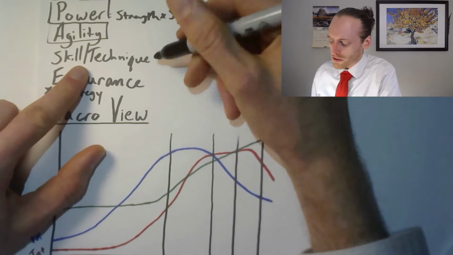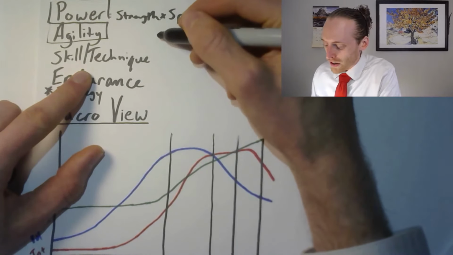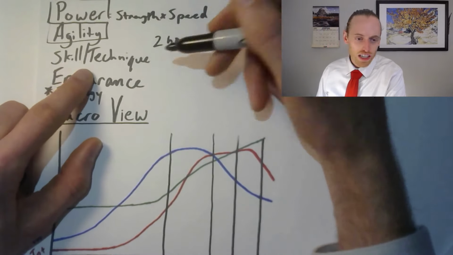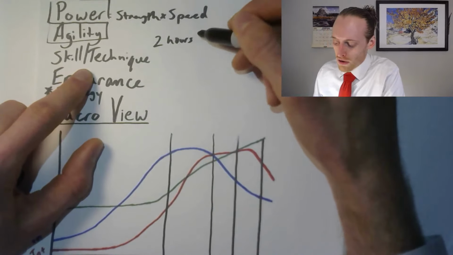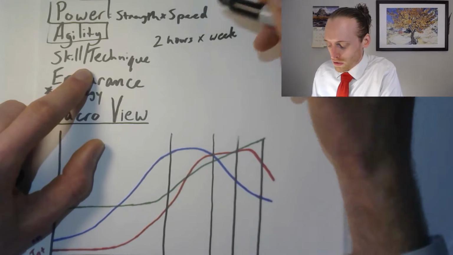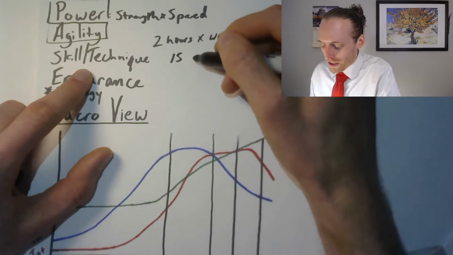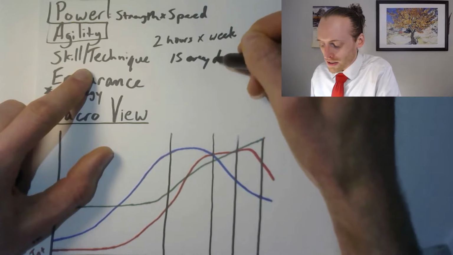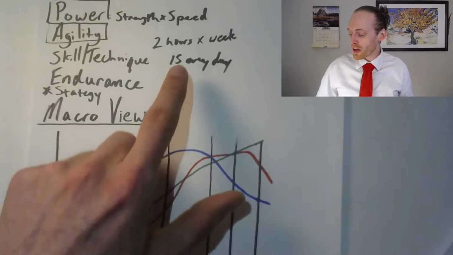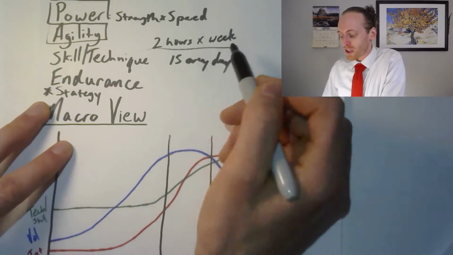If you practice more often, so let's say you're practicing 2 hours, and this is agility or your technique or your skill, you're doing 2 hours 1 time a week, or you are doing 15 minutes every day, you're actually going to get more benefit and more improvement from doing 15 minutes of this skill, technique, agility work every day rather than doing a lot of it in one day.